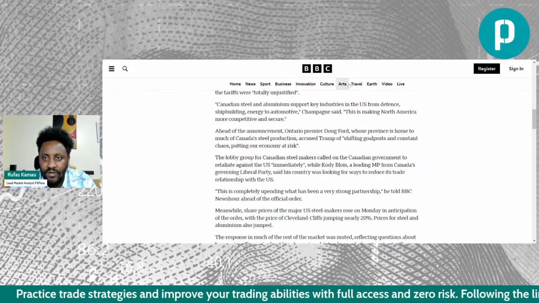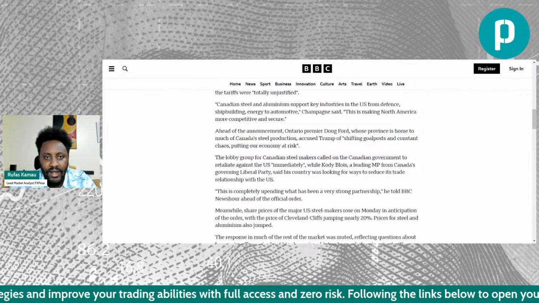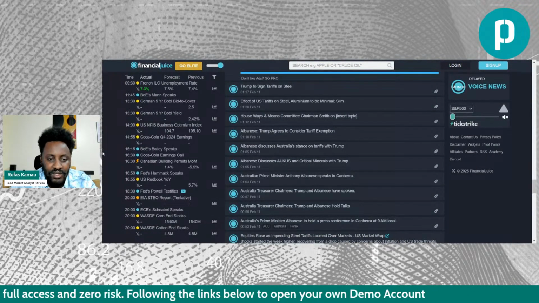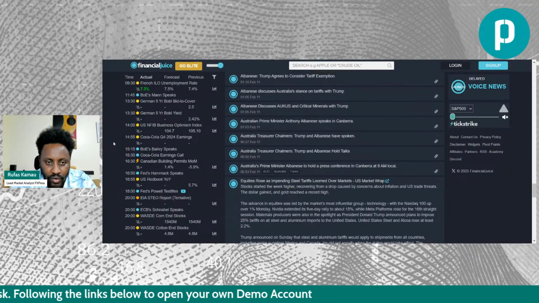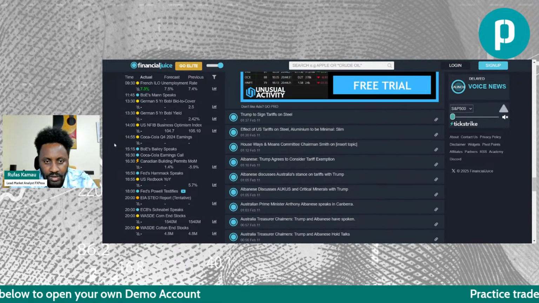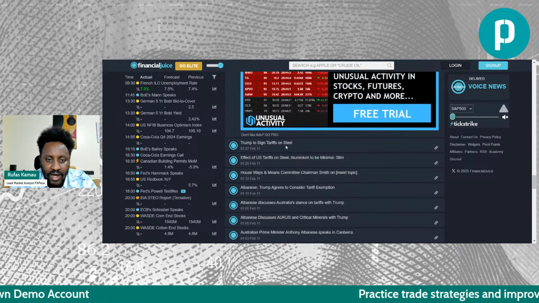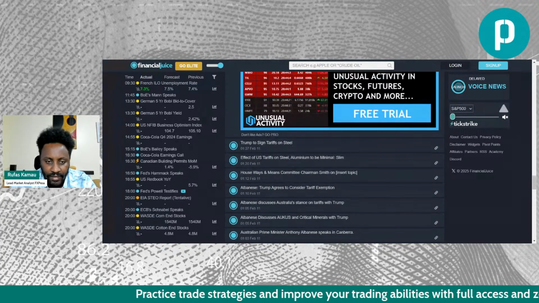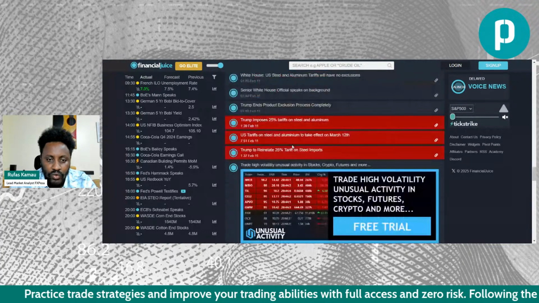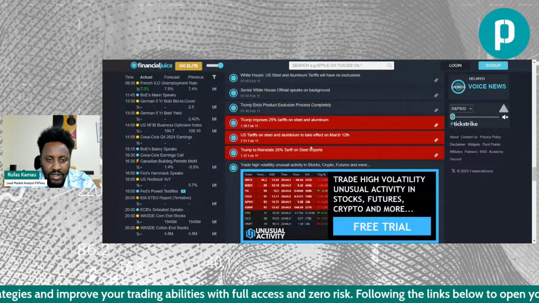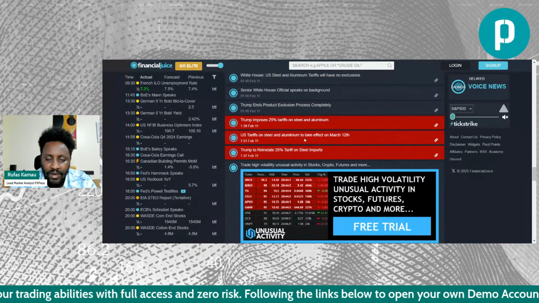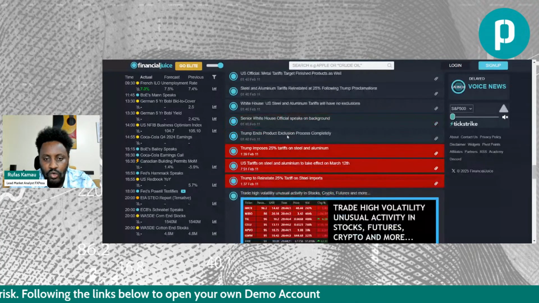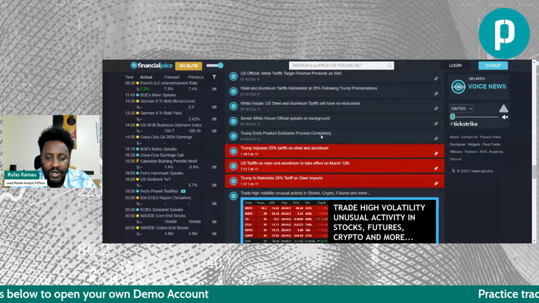So outside of this, there's a summary of some of the decisions and updates that came from the Trump speech this morning. So we'll be going through some of these updates. One, Trump to sign tariffs on steel. This was the main thing in the speech. Then we had Trump to reinstate 25% tariff on steel and aluminum imports, to take effect on March 12th. Then we had the product exclusion process ended completely.